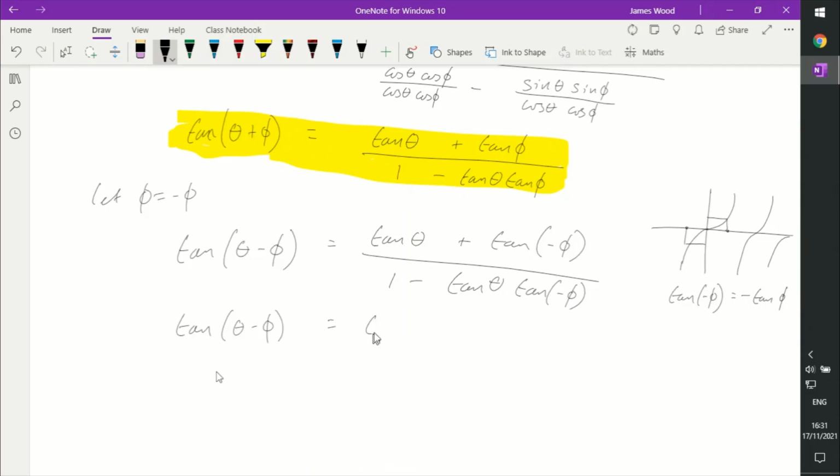So that means that we're going to have tan theta. Tan of minus phi, that is minus tan phi. On the bottom, tan of minus phi, that becomes negative tan phi. So this is going to become plus tan theta tan phi. And now we've got all of our formulae, all 6.